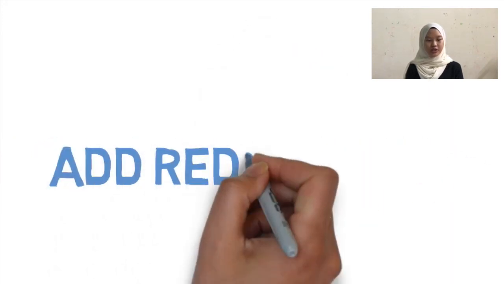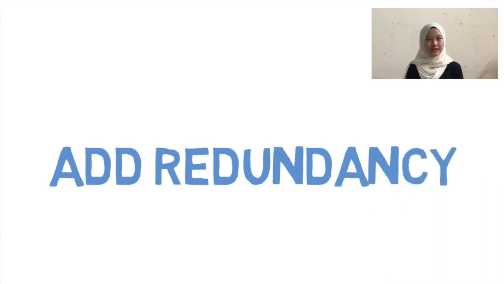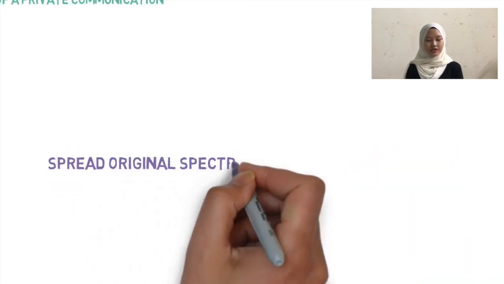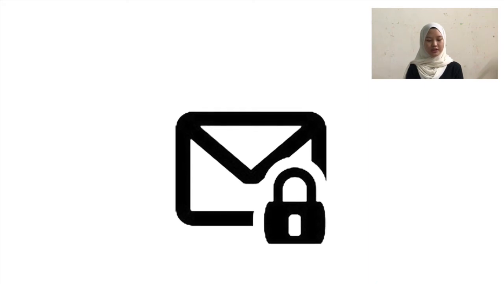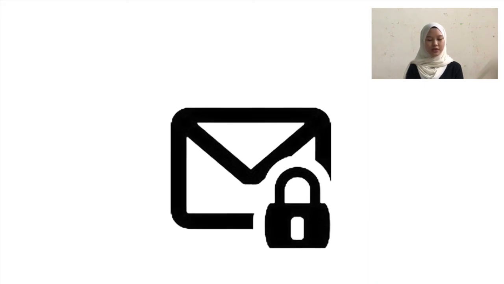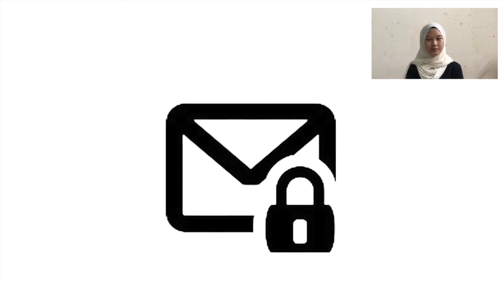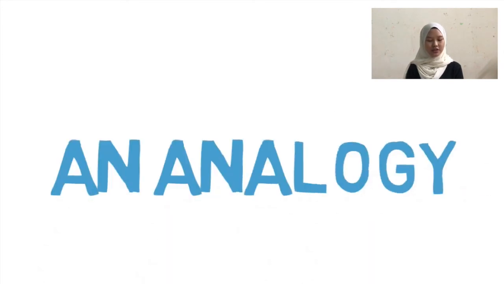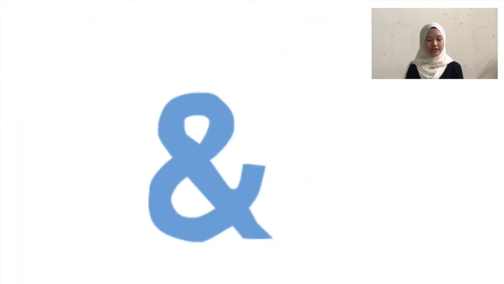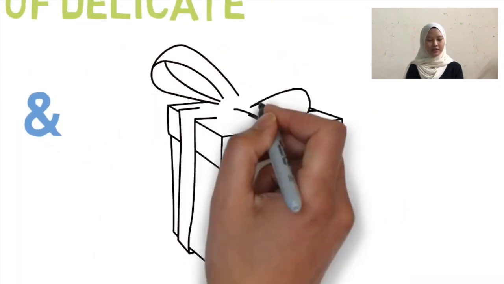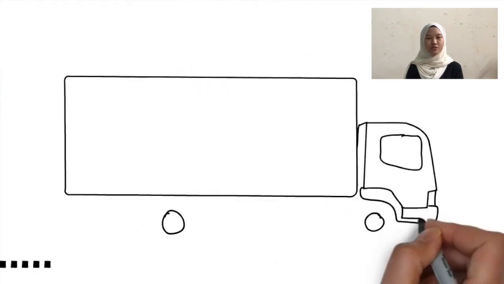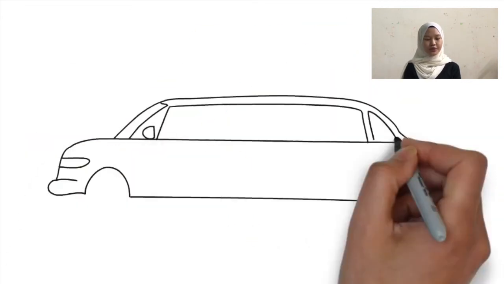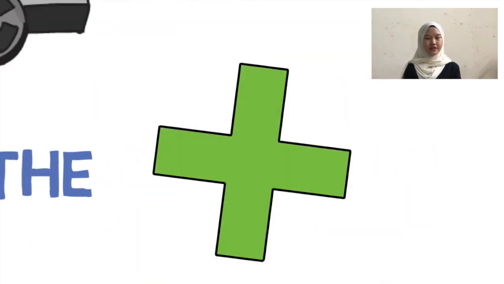To achieve these goals, spread spectrum techniques add redundancy. They spread the original spectrum needed for each station. The expanded bandwidth allows the source to wrap its messages in a protective envelope for more secure transmission. We can see this from an analogy, which is the sending of a delicate and expensive gift: inserting the gift in a special box to prevent it from damage during transportation, and using a superior delivery service to guarantee the safety of the package.